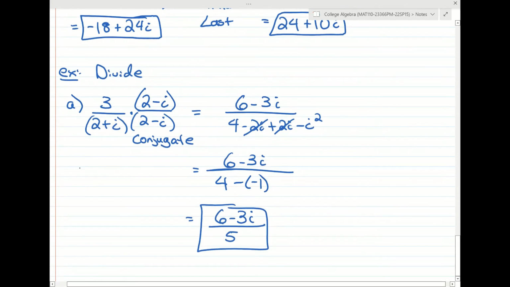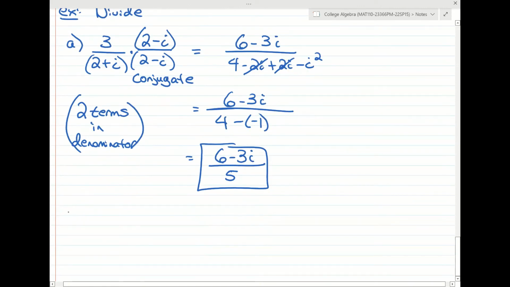This would be what we do if there's two terms. If there's just one term in the denominator, it's a little bit easier. Say if we had 3 plus i over 2i.